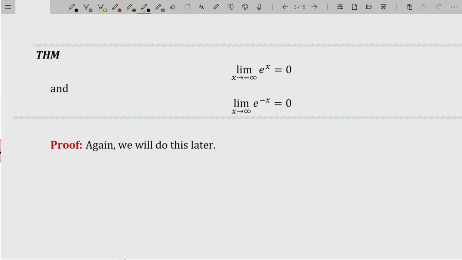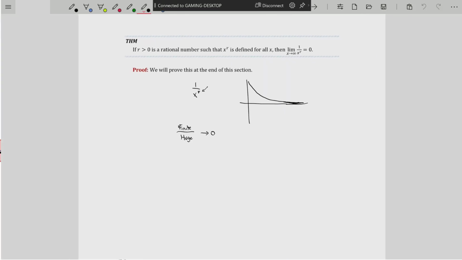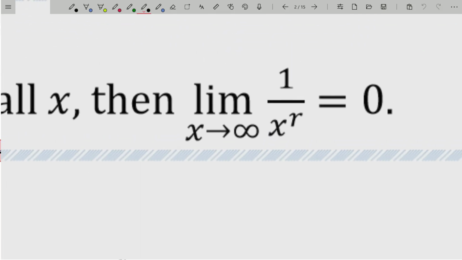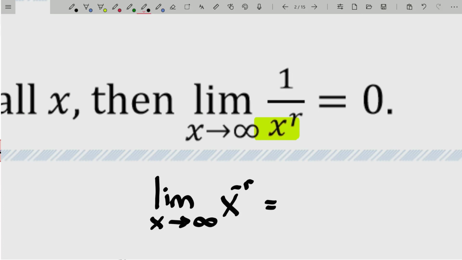And kind of a corollary to this is, well, it's not really a corollary because it's kind of completely different. In that last theorem, the x was in the base, right? So it was x to the r. So in this case, we had the limit as x goes to infinity of 1 over x to the r, which, by the way, is the same as the limit as x goes to infinity of x to the negative r. Same thing.